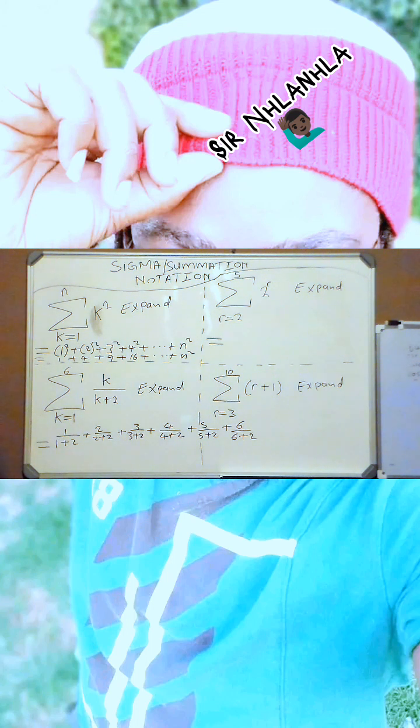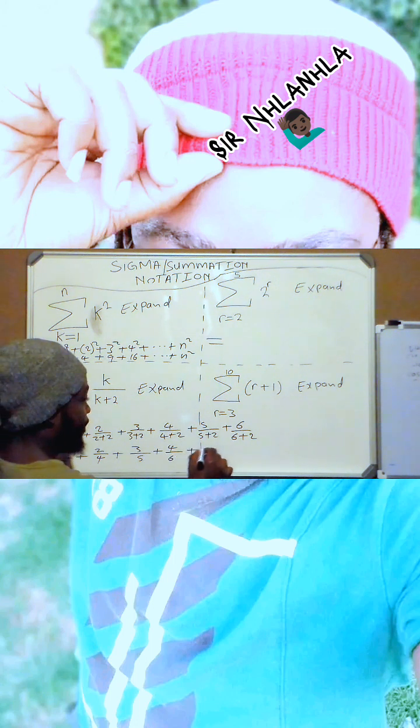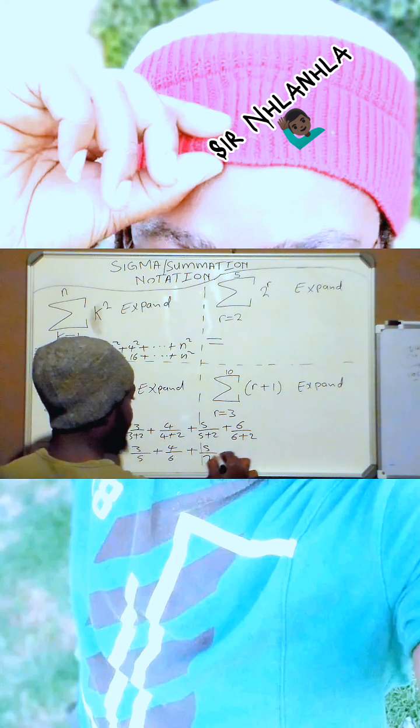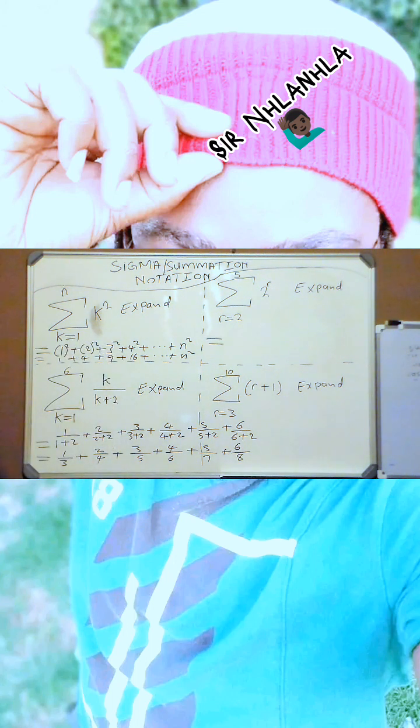So you can simplify this. You would have 1 over 3 plus 2 over 4 plus 3 over 5 plus 4 over 6 plus 5 over 7 plus 6 over 8. So we have moved from the lower bound 1 to an upper bound 6 with an increment of 1 in each of the terms when we sum up.